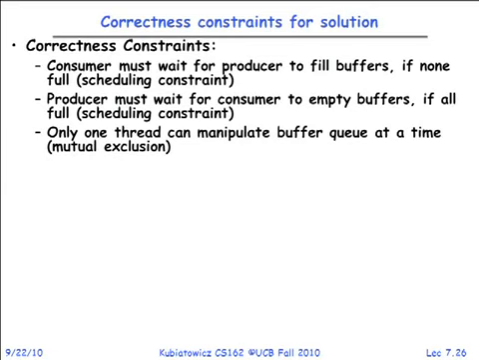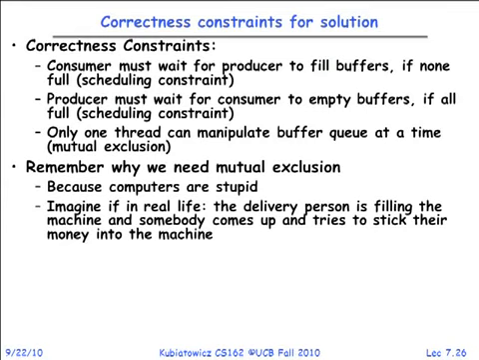Remember, the reason we need mutual exclusion is really because computers are stupid. In real life, the delivery person's filling the machine, somebody comes up and tries to stick their money into the machine, I guess that would work out. You'd figure the two of them would work it out somehow. In a computer, that's not so clear. So that's where our mutual exclusion constraint is going to come into play.